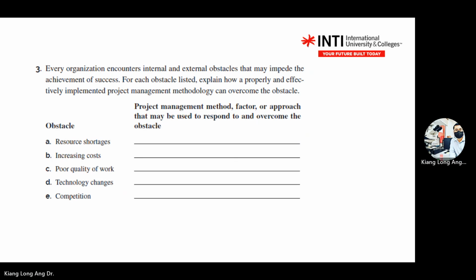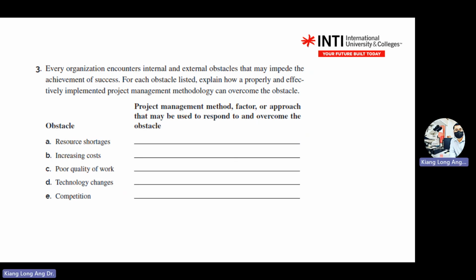Okay. All right. So number 3, every organization encounters internal and external obstacles that may impede the achievement of success, or in other words, might lead to failure of the projects. For each obstacle listed, explain how a properly or effectively implemented project management methodology can overcome the obstacles.